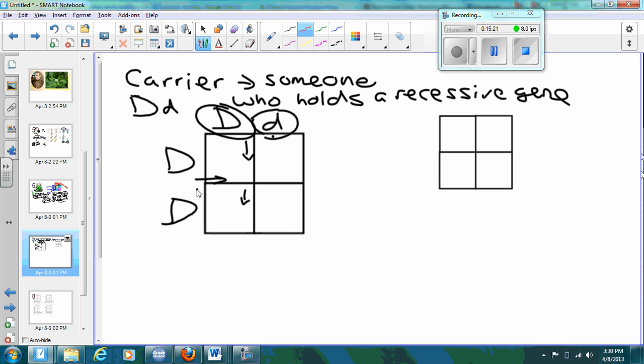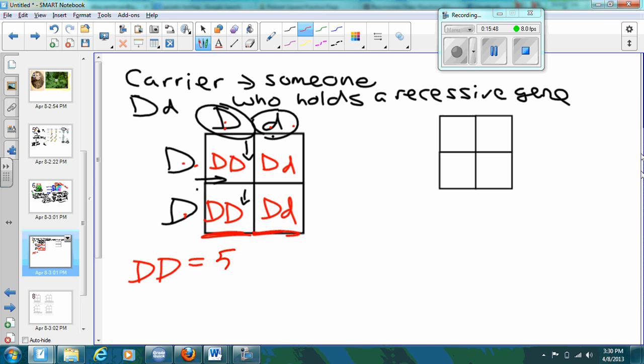We have this one and this one, that's big D, big D in the square. We're going to connect this one and this one, that's big D, little d. This one and this one, that's big D, big D. And this one, which is big D, little d. So now if you calculate the percentages, half of the boxes are big D, little d, and half the boxes are big D, big D. So we have big D, big D is equal to 50%. Big D, little d is equal to 25%.